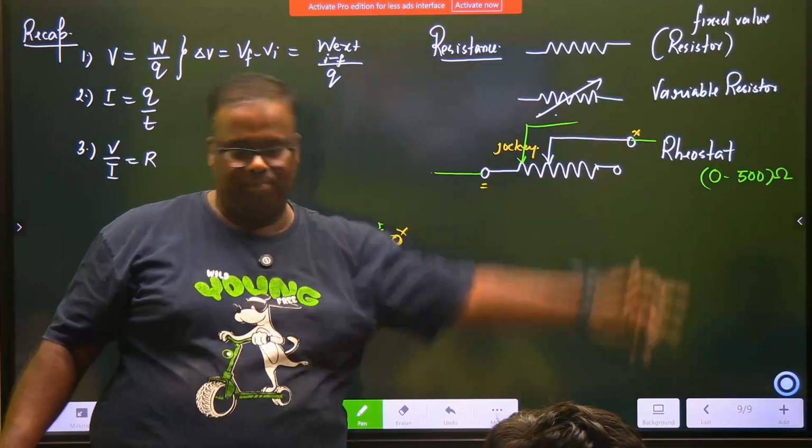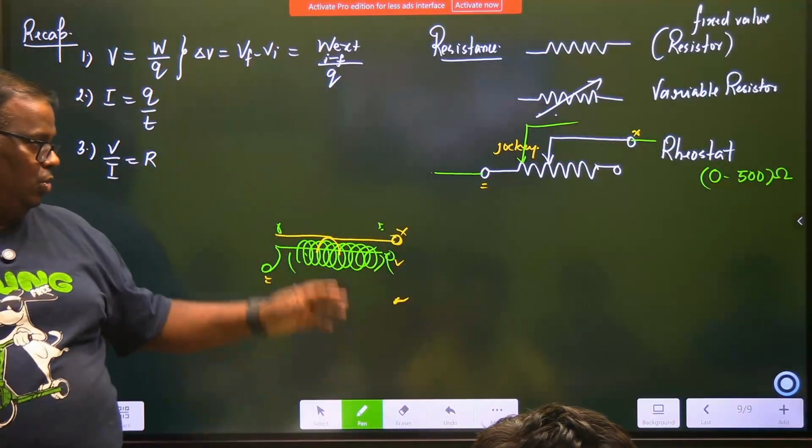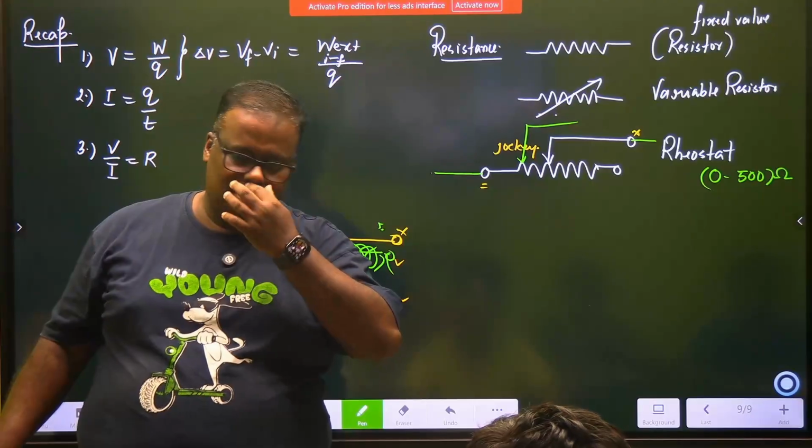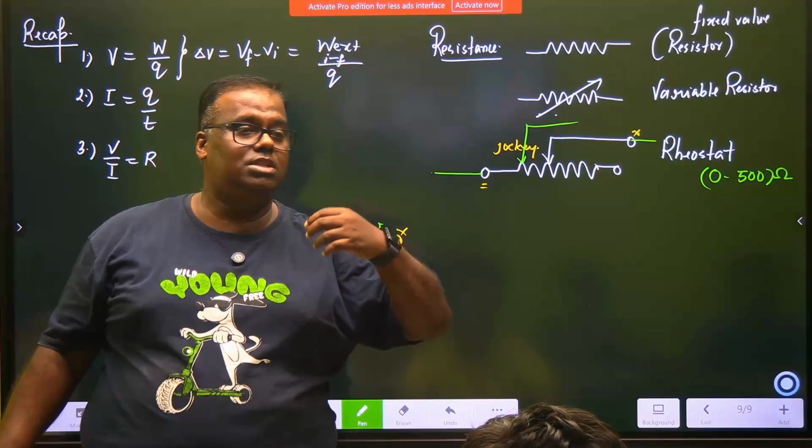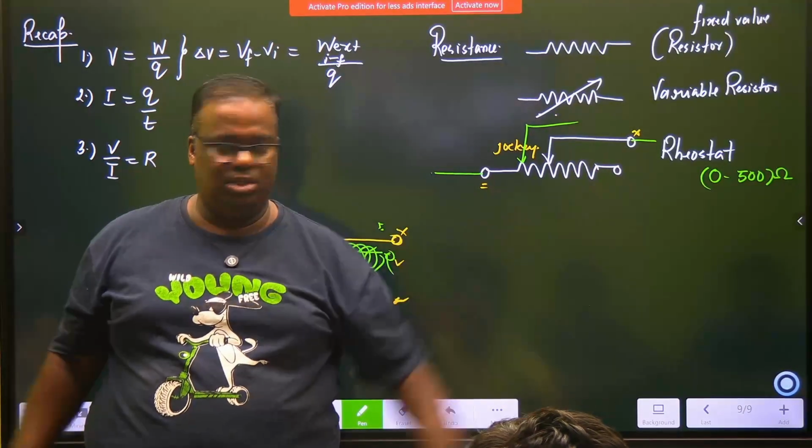Now no resistance is being used, it's just like a wire. You understood? Okay. So these are available in colleges, these are available in schools, and in engineering colleges, these are available in all experiments we do this.